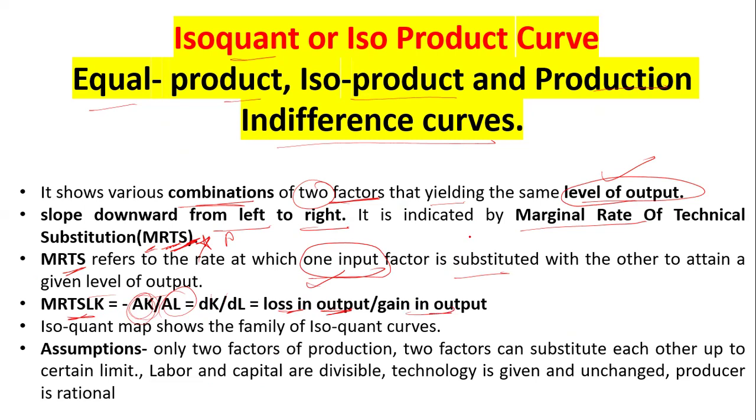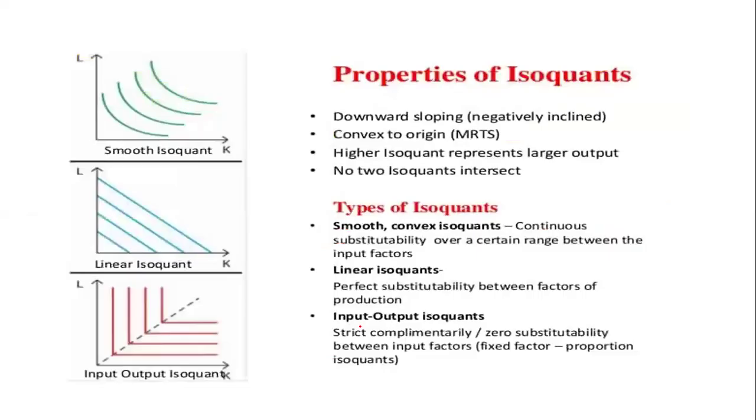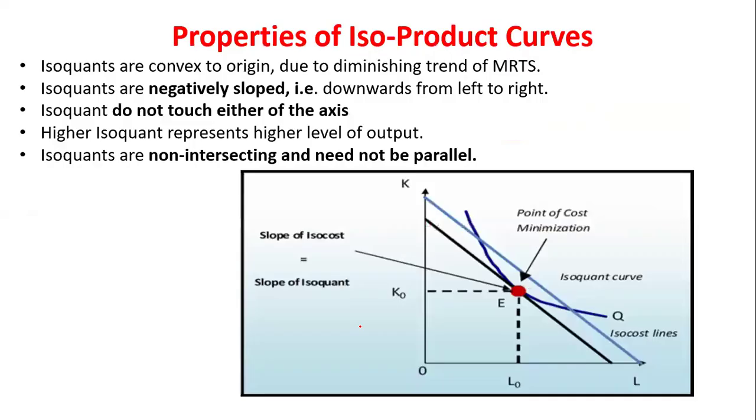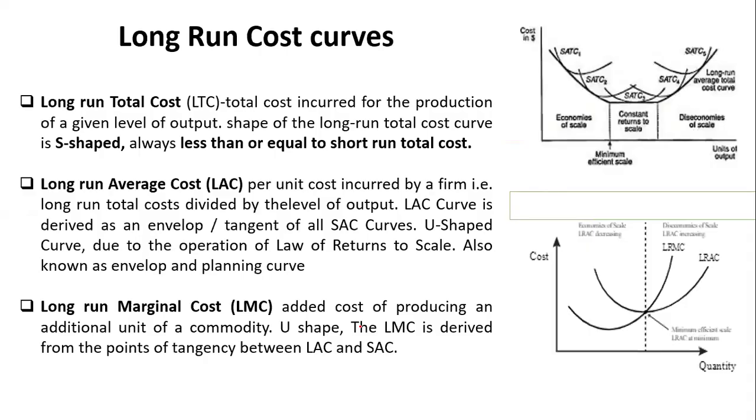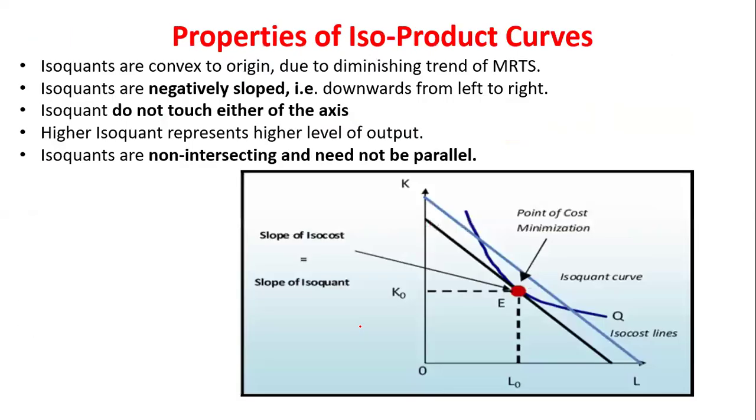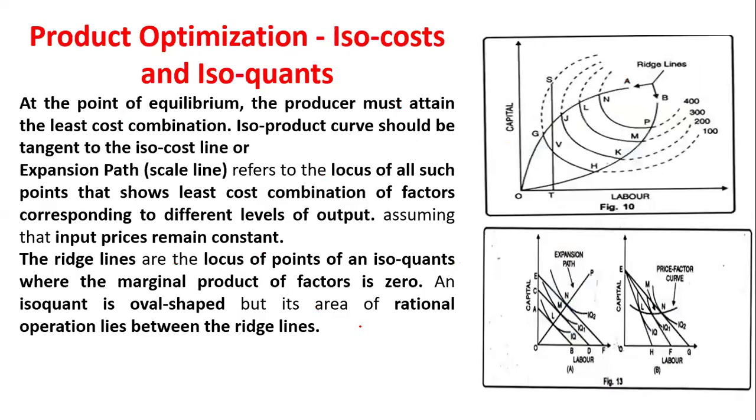Now the isoquant map shows the family of isoquant curves. I will show you the family of isoquant curves. Okay, this is a family. You can see here a family of isoquant curves.